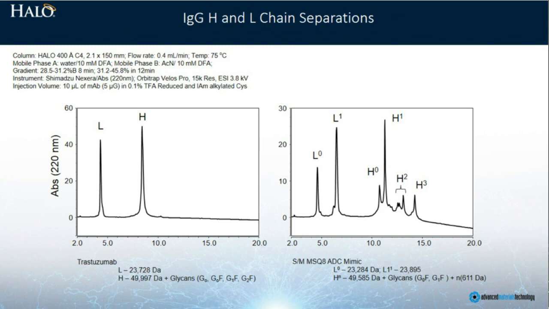But the 400 angstrom material was clearly used for a number of important and useful applications and continues to be used today. An example of this is shown on this slide with the heavy and light chain separations for an IgG. In this case, it is trastuzumab on the left-hand side and the Sigma MSQ8 antibody drug conjugate mimic, so an ADC material, on the right-hand side.